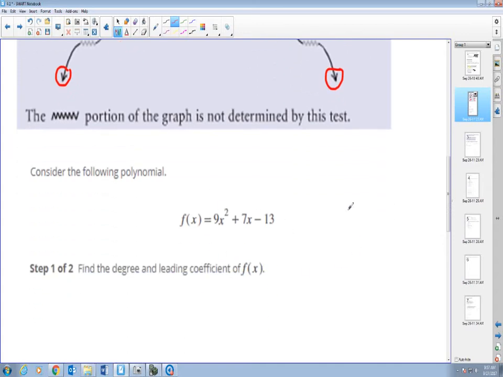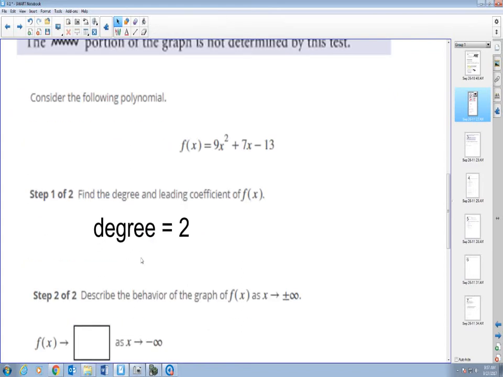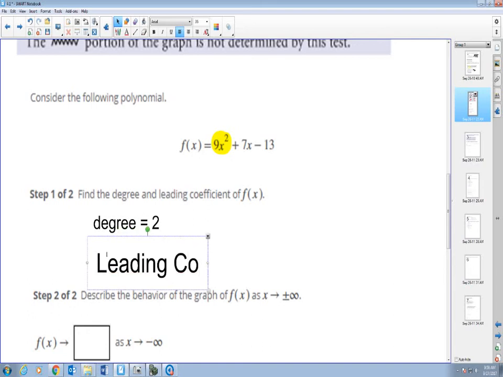So for example, consider this parabola. Find the degree of the polynomial. The degree of a polynomial refers to the highest exponent, which in this function would be 2. Because now you will notice that the degree of the polynomial tells you what the leading term is. So the leading term is 9x squared. The leading coefficient is the coefficient of the leading term, which would just be 9.